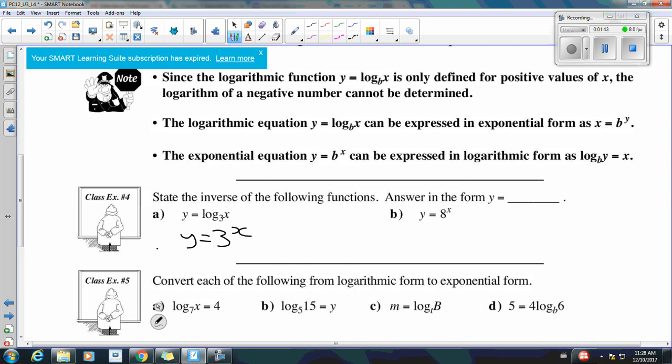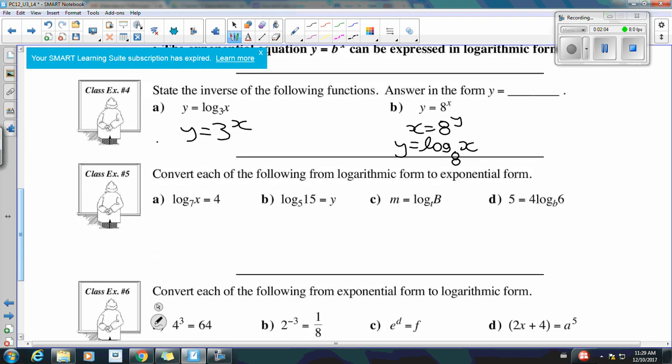B, y equals 8 to the x. Well, if we want to start the inverse like this, we know we switch x and y. Well, now to get y by itself, we need to write in log form. The base always stays the same. So the base of the logarithm is now 8 because the base of the exponent was 8.